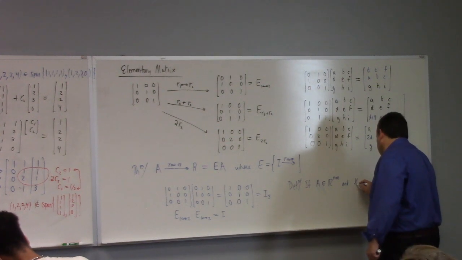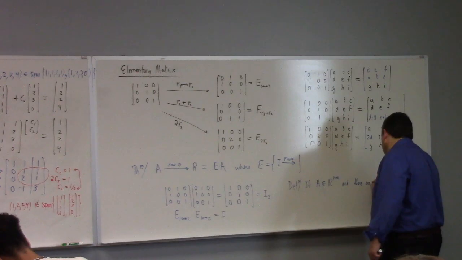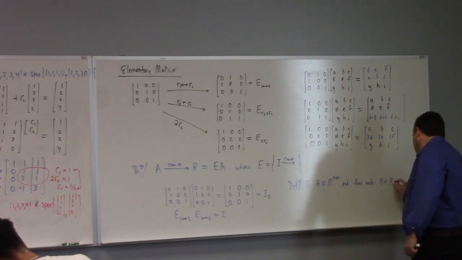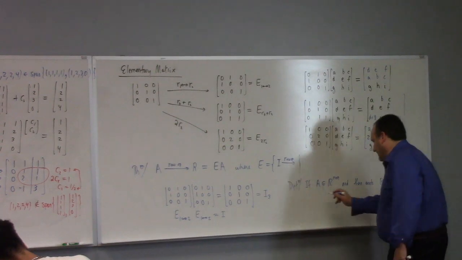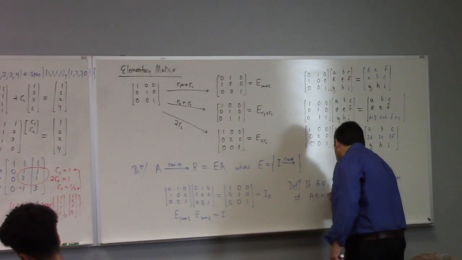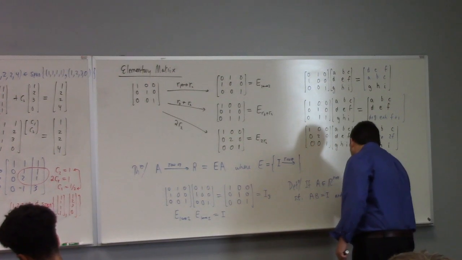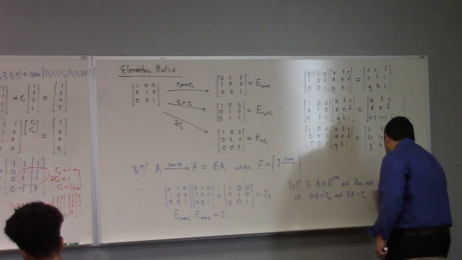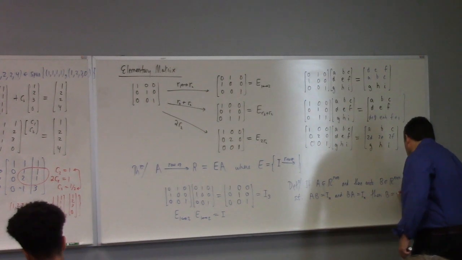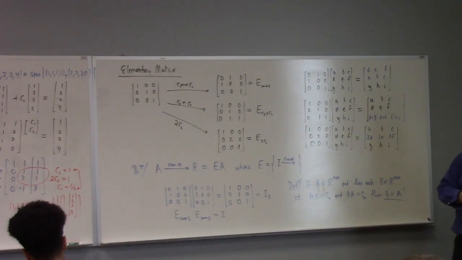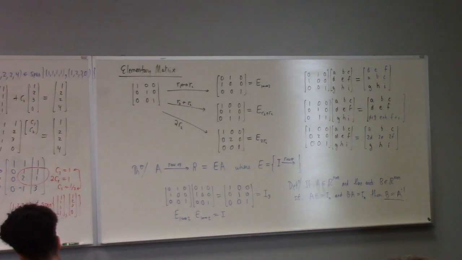There exists B, a square matrix, such that A times B is equal to the identity, and B times A is equal to the identity. Here we're talking about the n by n identity, of course. Then B is equal to the inverse matrix of A. We say B is the inverse of A. We write A inverse equals B, okay?